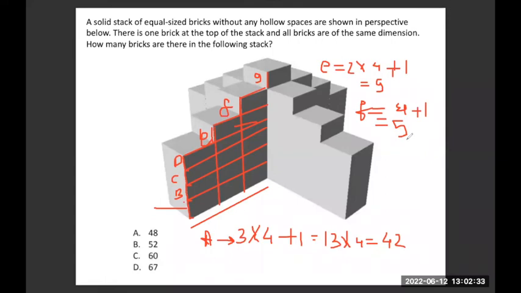42. I think I did some mistake. 13 fours are 52. Sorry, 52. Yeah, sorry. I was making some mistake here. 52 plus 9, 61. 61 plus 5, 66, and then 67. Which is option D.